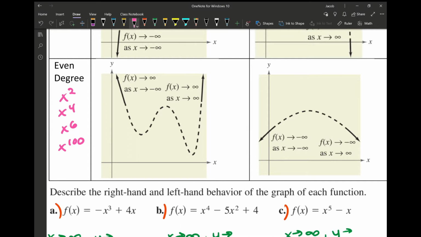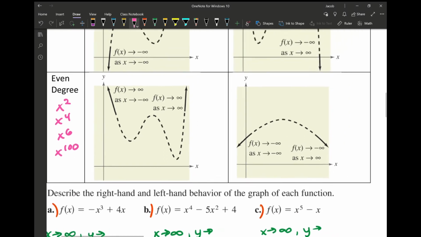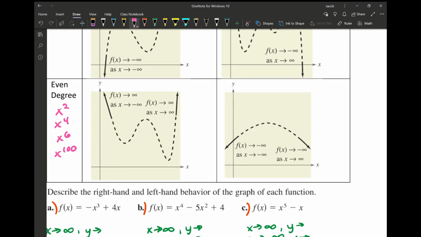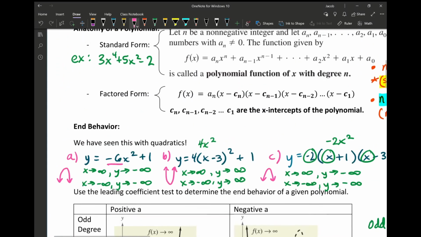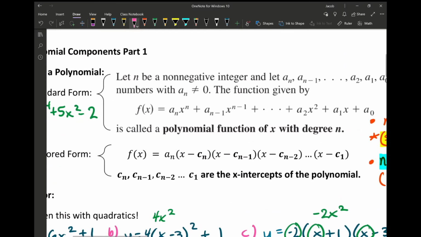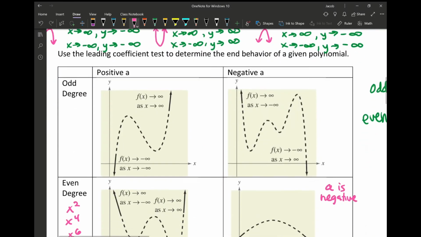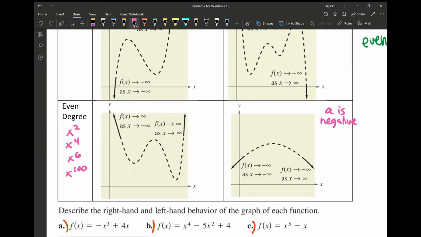If the leading coefficient is negative, then we'll get this shape over here in this box where a is negative. Remember, a is this number that's on the leading term of the polynomial, no matter where you look. And a is positive if the ends are pointed up.